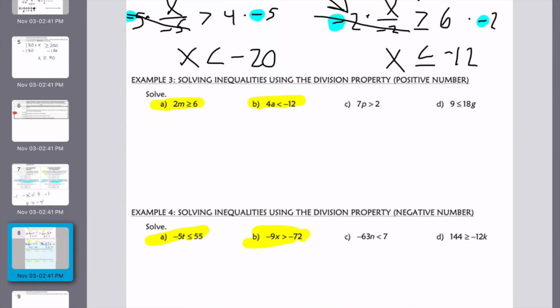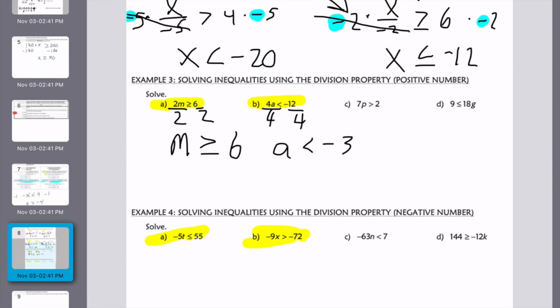In example number 3, solving inequalities using the division property. So again, these are still one-step equations. So if I'm trying to solve for m, for 2m is greater than or equal to 6, I just need to divide both sides by 2, and I'm left with m is greater than or equal to 3. My inequality sign stays the same because I'm not dividing by a negative number. For part B, I do something similar. In this case, I'm dividing by 4 on both sides, and I'm left with A. Even though I'm doing negative 12 divided by 4, the actual number that I am dividing by is not negative. So my inequality sign stays the same. So this becomes A is less than negative 3.